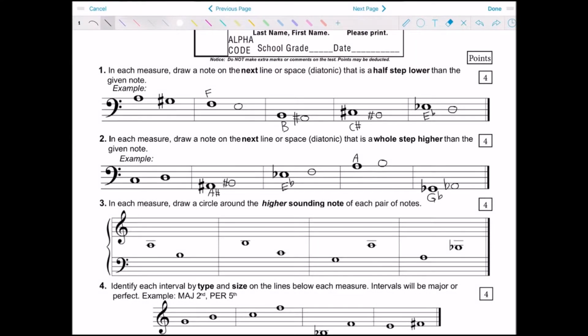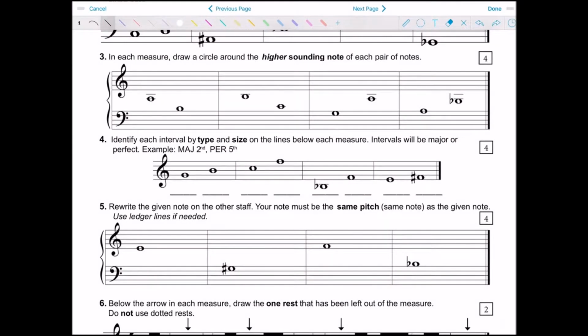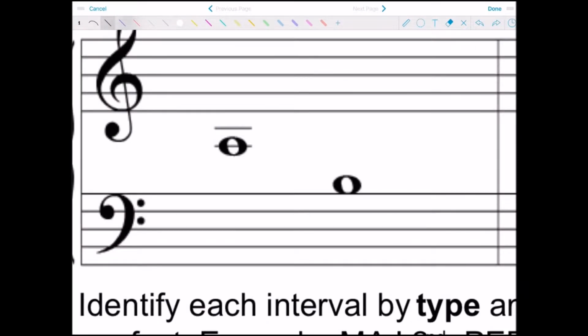In this video, we're going to be going over questions 3 and 4, so let's get started. Question 3 says, in each measure, draw a circle around the higher sounding note of each pair of notes. So pretty much, all you have to do is tell me which one of these is higher. Now, the easiest way to do this is just to remember where middle C is.